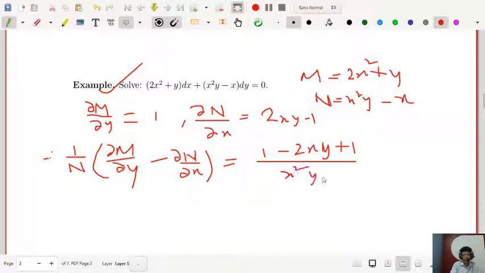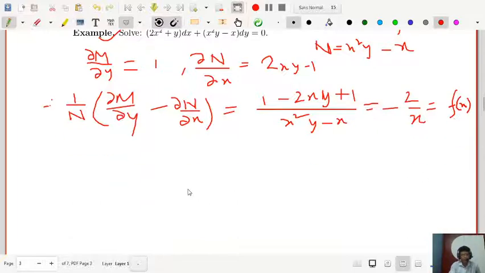x²y − x. And you see that it will be 2, and if you take common, it will be −2/x only, because in the numerator also you have xy − 1 if you take minus common. So this is a function of x alone, so you can apply rule 2. So what is your integrating factor? Your integrating factor is nothing but e to the power ∫ −2/x dx.